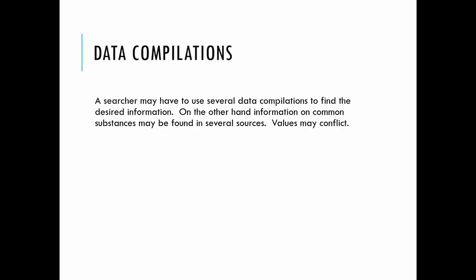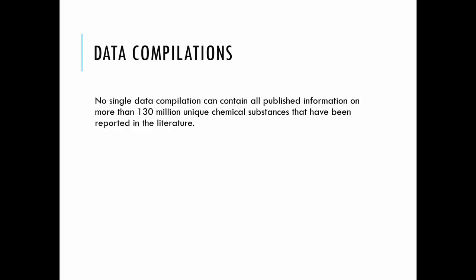A searcher may have to use several data compilations to find the desired information. It's very often trial and error. You don't find something in one place, you have to look in another. On the other hand, especially for common substances, there's a lot of redundancy, and you may find the information in several sources. And sometimes the values may conflict. There might be some experimental error involved. No single data compilation can cover everything, so keep that in mind.